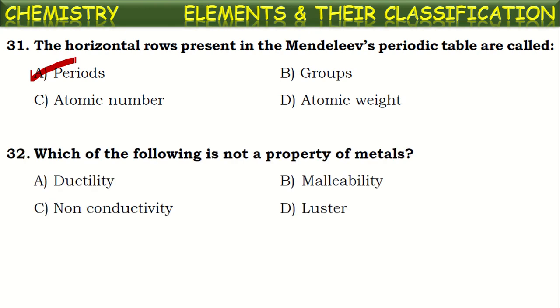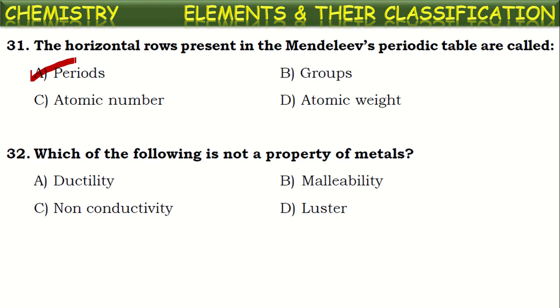Which of the following is not a property of metals? Yes, based upon certain properties, elements are classified into metals, non-metals, metalloids, and noble gases. So metals have certain particular chemical properties. What are those properties? Like ductility, malleability, luster. These all come under the properties of metals, isn't it?